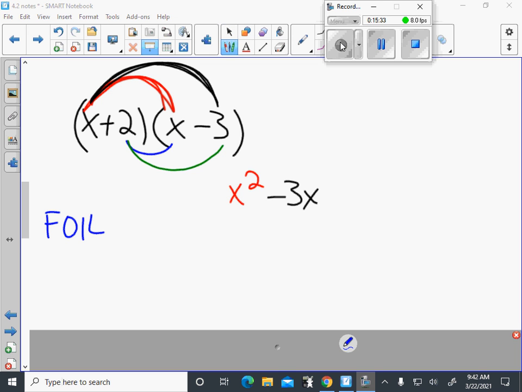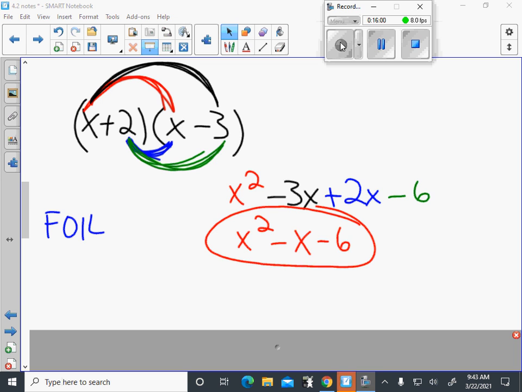So we got the first, got the outside, now we have to go inside. 2 times x is a positive 2x. And then the last two things, 2 times negative 3 is negative 6. Okay, then we combine like terms. We have x squared minus 3x plus 2x, that's minus x, and then minus 6.